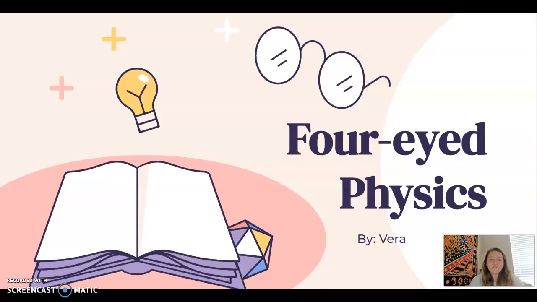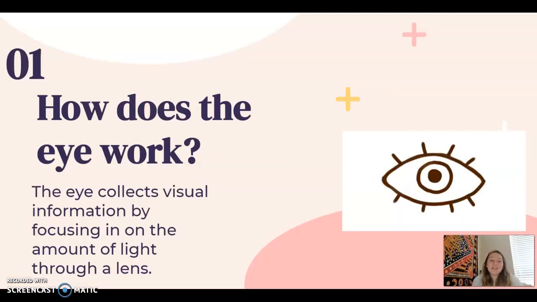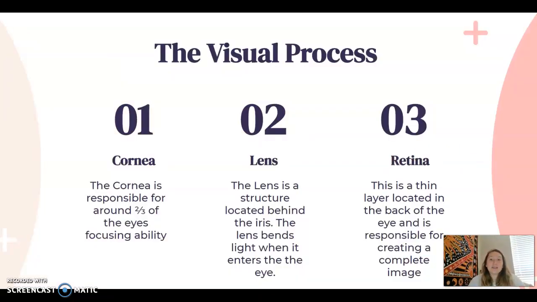So first thing we're going to talk about is how does the eye even work? The eye collects visual information by focusing the amount of light through a lens. Naturally, we have lenses in our eye, but those aren't always the best. That's why you have people who have blurry vision, whether it be blurry things from afar, blurry things from up close. So that's how the eye works naturally.